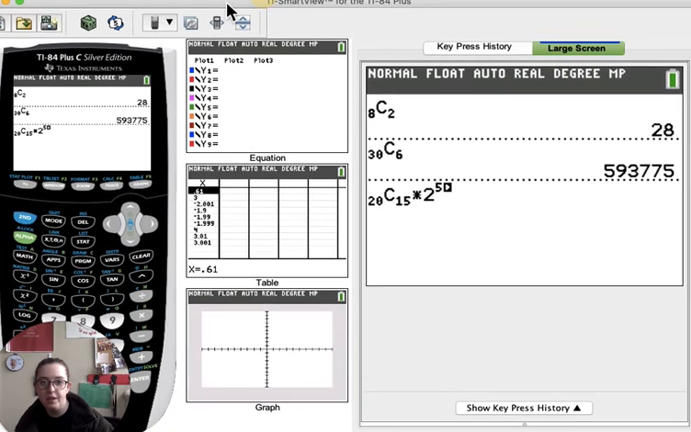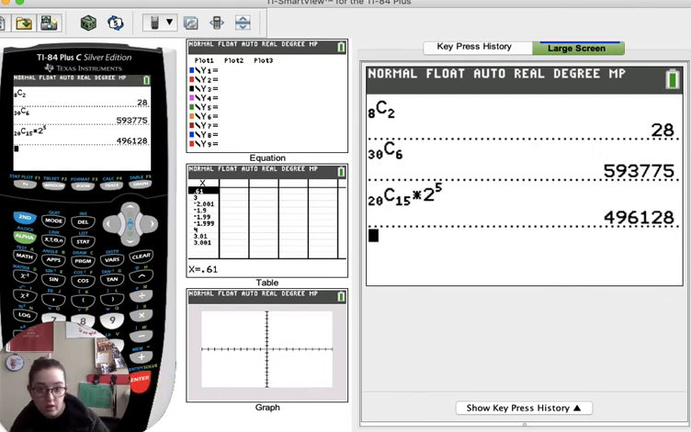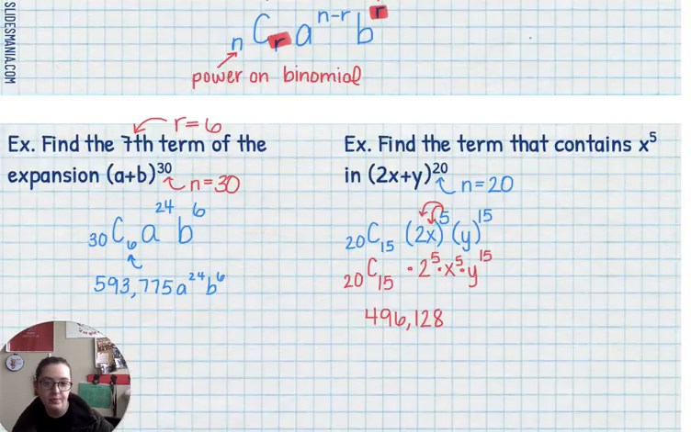And I'm going to go ahead and press enter. All right. 496,128. We have that as x to the 5th, y to the 15th.